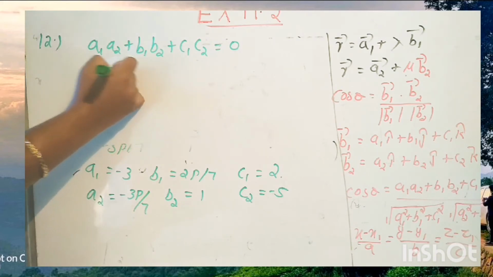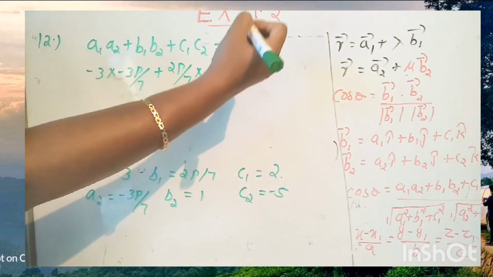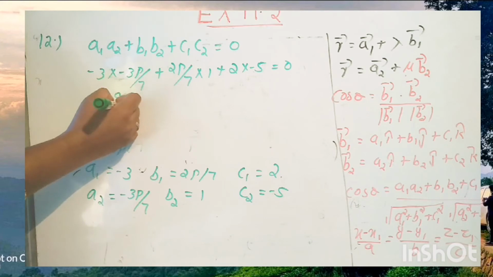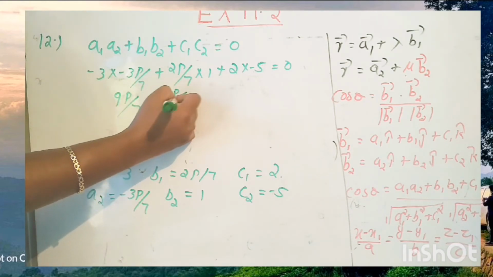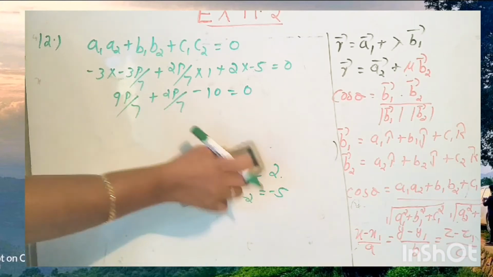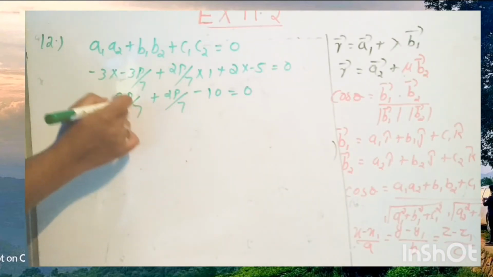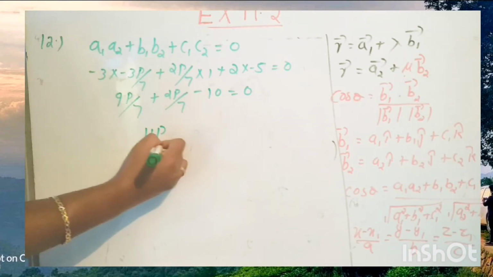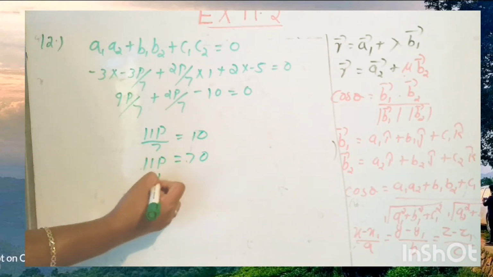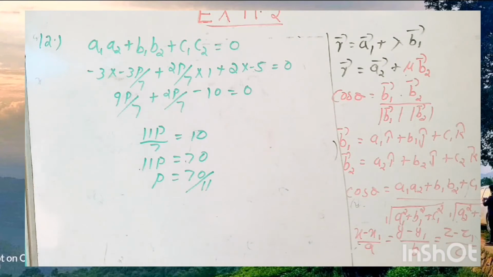That is minus 3 into minus 3p by 7 plus 2p by 7 into 1 plus 2 into minus 5 is equal to 0. This is minus 3 into minus 3, that is 9p by 7 plus 2p by 7 minus 10 is equal to 0. Actually, we need to find out the value of p. The denominator is 7, so we can add the numerators. 9p plus 2p, that is 11p by 7 is equal to 10. So 11p is equal to 70. p is equal to 70 by 11. So the value of p is 70 by 11.